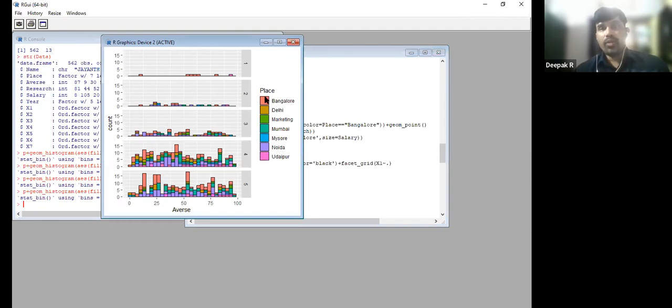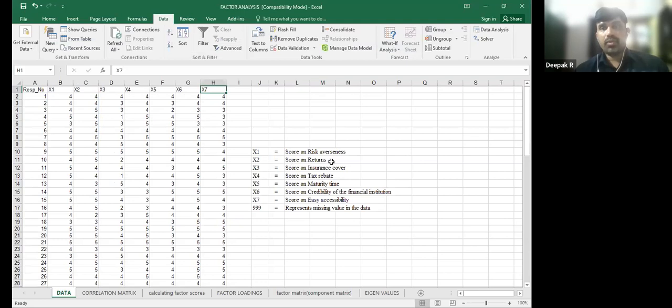So if I am looking at the places, and then if I'm looking at the data or the kind of responses that they had given, the first question is the score on risk awareness. The second one is the score on returns. Every question which is asked is on ordinal data, and all we are trying to do is picturize it.